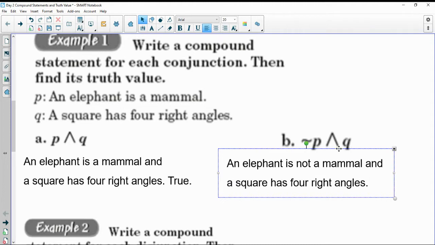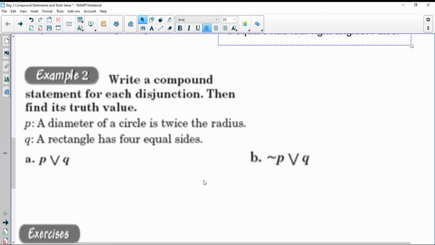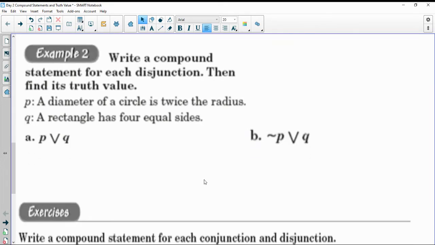So for an and, I need both of these statements to be true for it to work. An elephant is not a mammal is false. So you don't even have to care about the other one. If it's an and, you need both of them to be true. So this one is false. This is basically all the section is. So I'm going to take you through a couple more. So we're going to do the second one. That's all we're really doing with these.